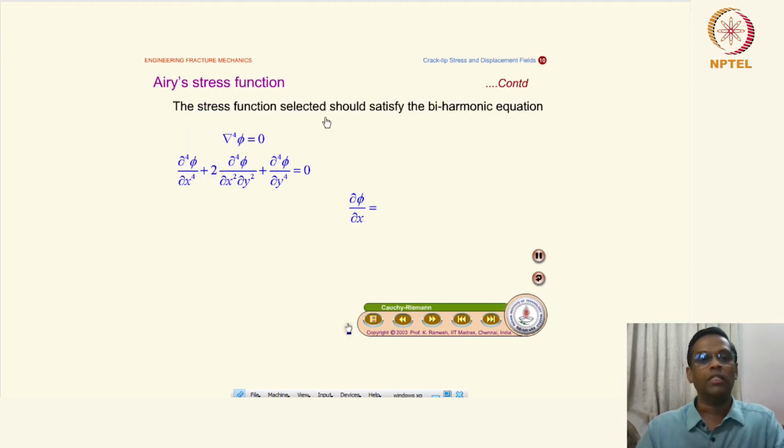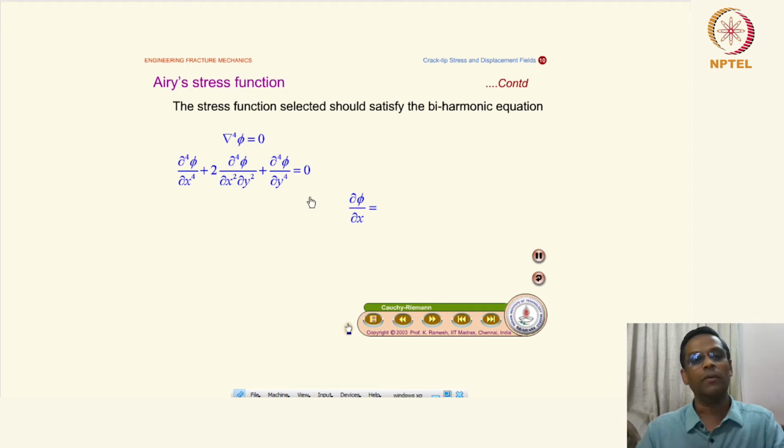So the stress function selected should satisfy the biharmonic equation. This is a condition: if you have any arbitrary stress function, you have to check whether it satisfies it, like for a function to be called an analytic function, you have some conditions. So similarly, for this to be applied to the crack problem, these are the conditions it has to obey, and then we will see. So this is called the biharmonic equation, that is del to the power 4 phi is equal to 0.